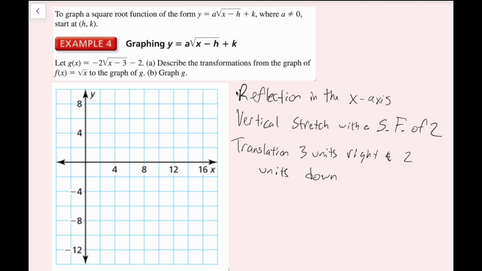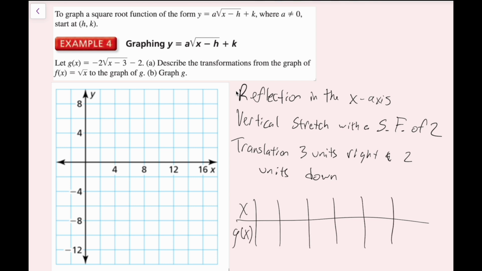So I was able to figure this out with just looking at the function without even graphing. But now I'm going to graph it. So I'm going to make my table of values, x and then g of x. And remember, whenever we're doing the square root functions, we're going to pick values that give us perfect squares. So the first perfect square is 0. So to make this equal to 0, I'm going to have x equal 3. And then when I plug in 3 here, I get square root of 0, 0. 0 times -2 is 0, and then -2.